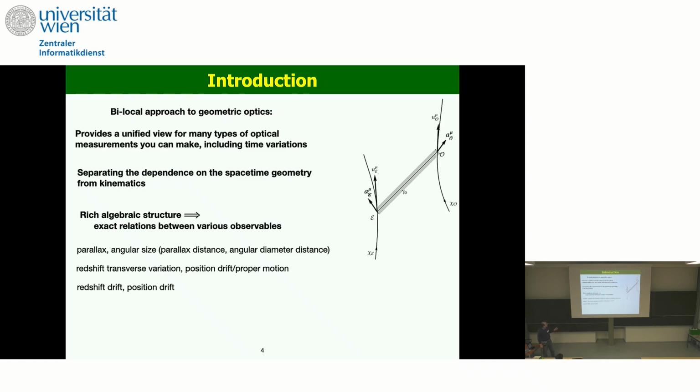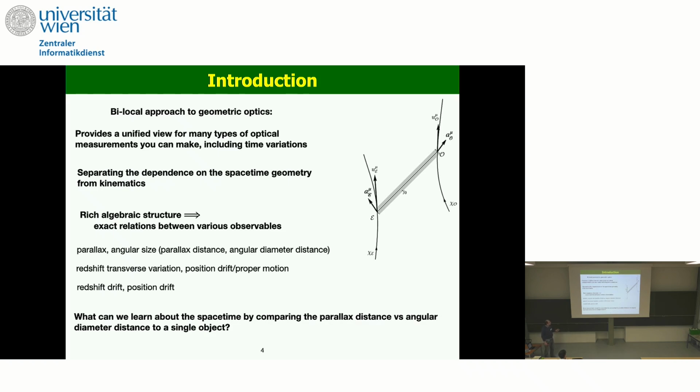But what we also discovered is that this object encoding the space-time geometry influence on these observations has a rich algebraic structure, which leads to certain exact relations between observables, which I think weren't always known before. Some of them were, but some of them I think were not. So you have relations between parallax, angular size, redshift transverse variation, position drift, and so on. I will talk about them a bit later.